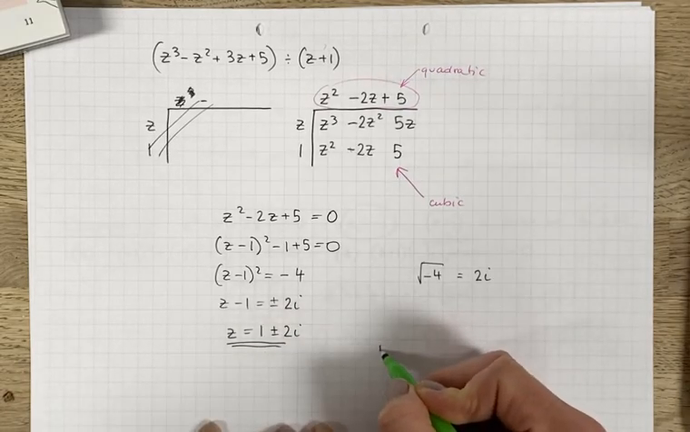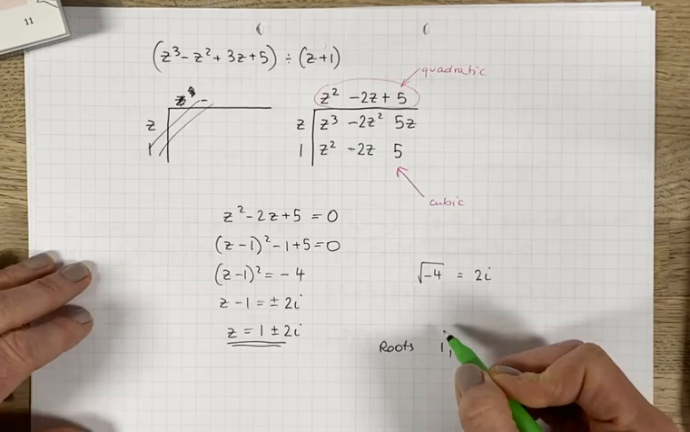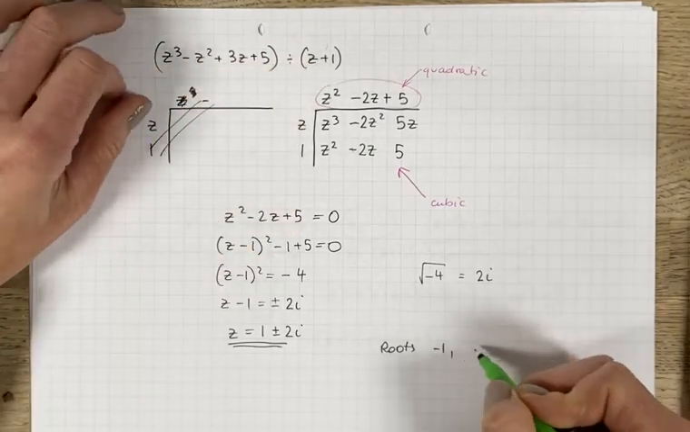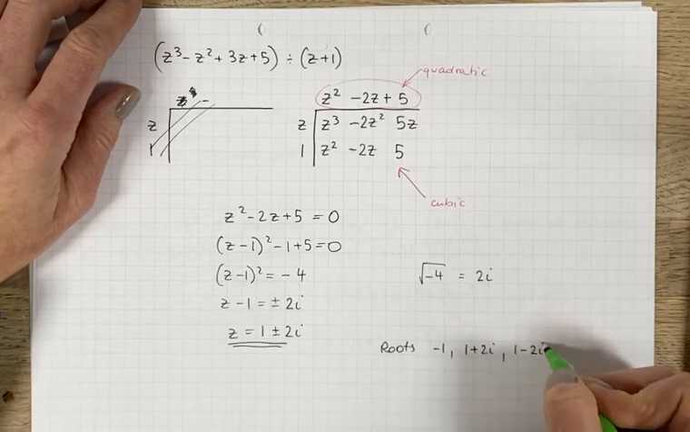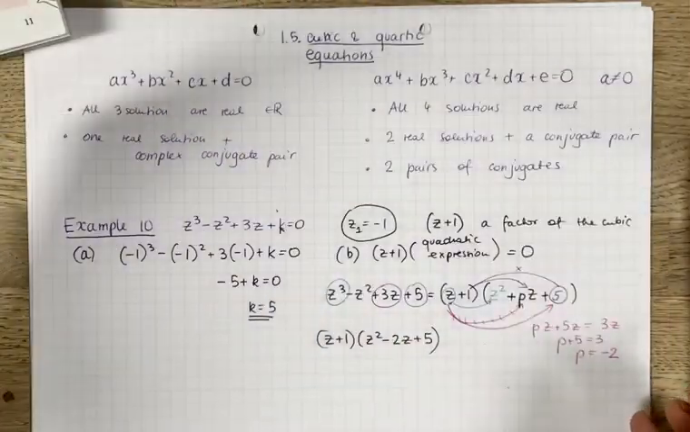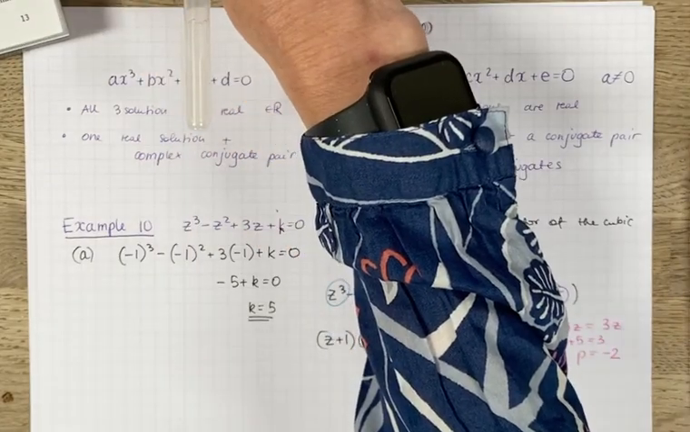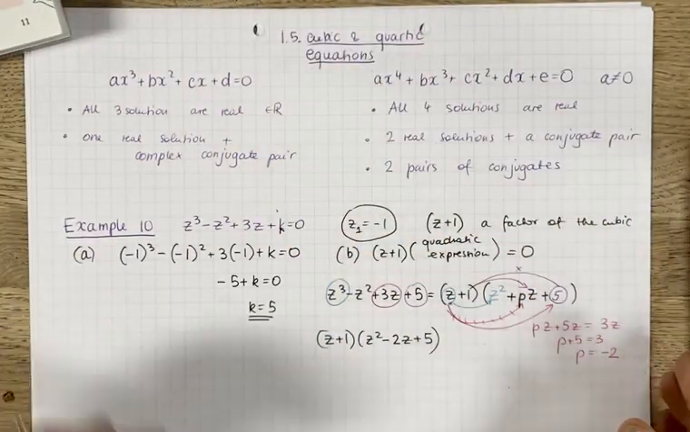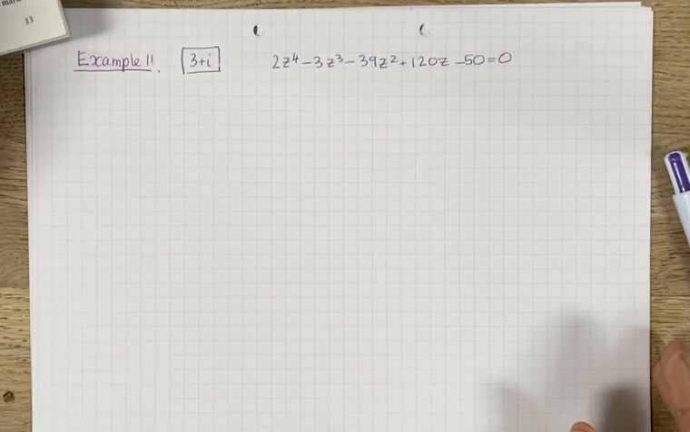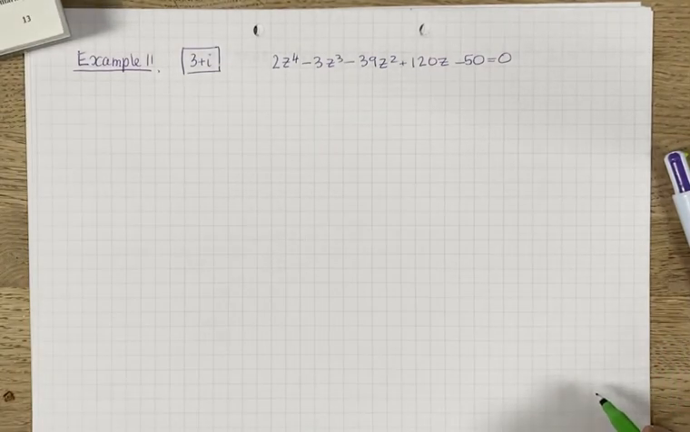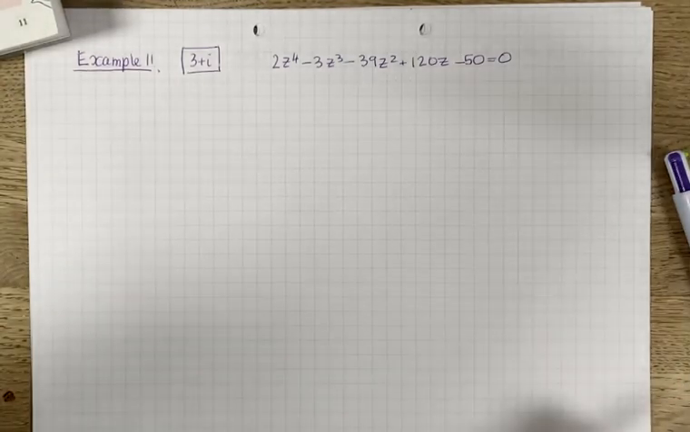So the three roots are 1, which was our initial one, or was it minus 1? I think it was minus 1 since I divided it by z plus 1. And 1 plus 2i and 1 minus 2i. There you go. So this way you can, no, we need to go through example 11 and we'll be able to then, I think, move on to the exercise. No. Oh, there's 2 more examples before I can move on to 1F.